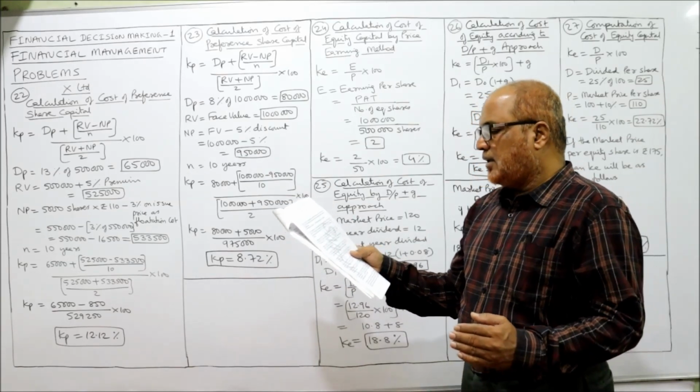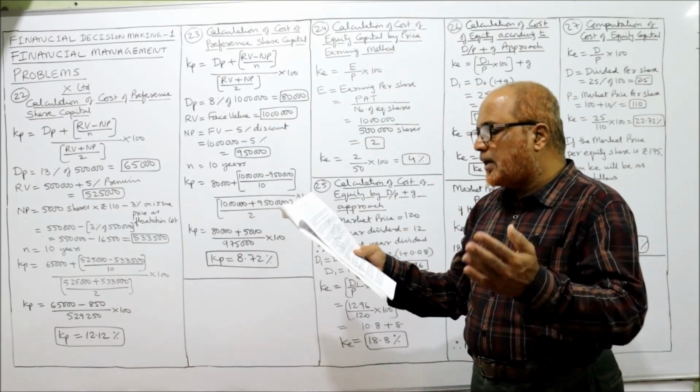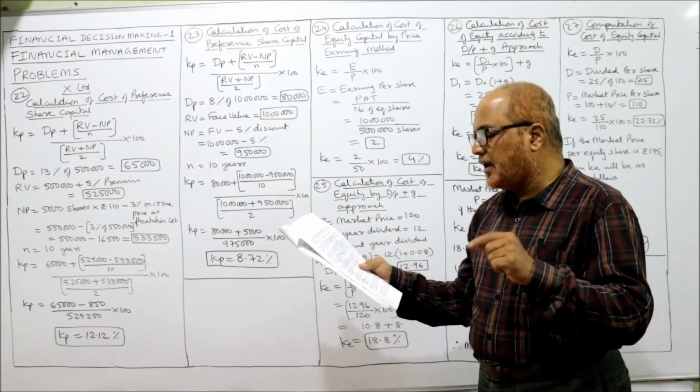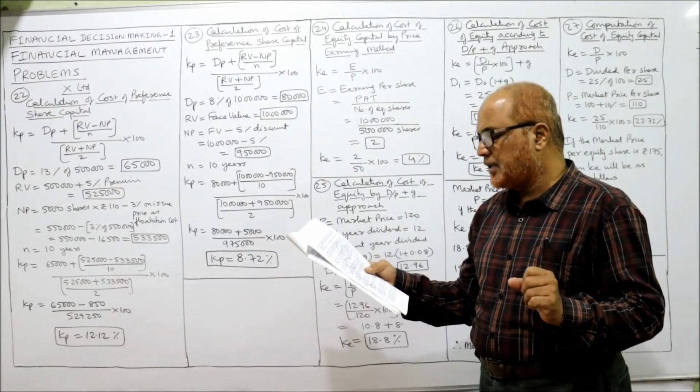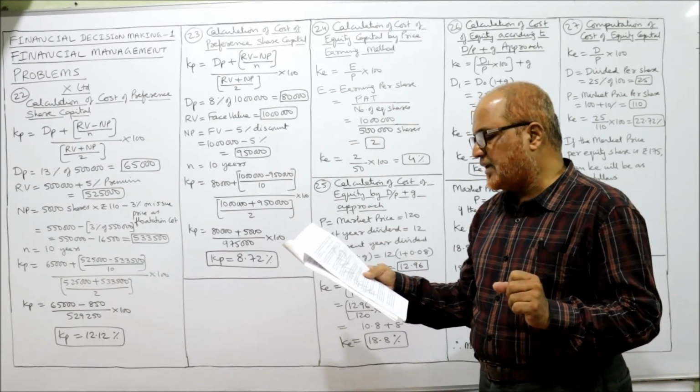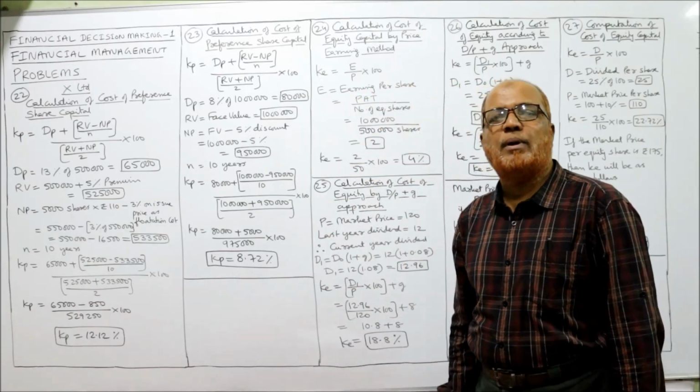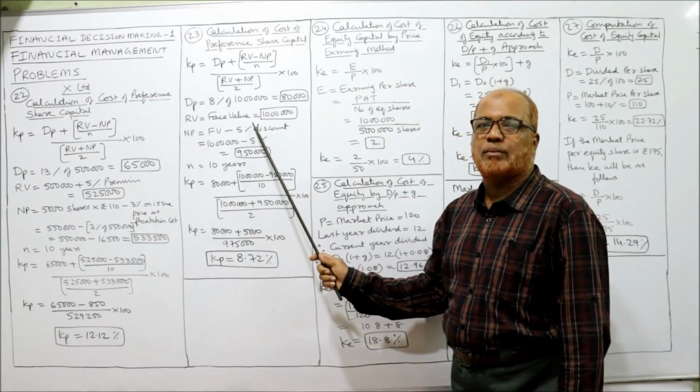Here, the preference shares are issued at a discount. There is no flotation cost and they are redeemable at the face value. Redemption will be at the face value. Again, this is a problem of redeemable preference shares just like the previous problem.